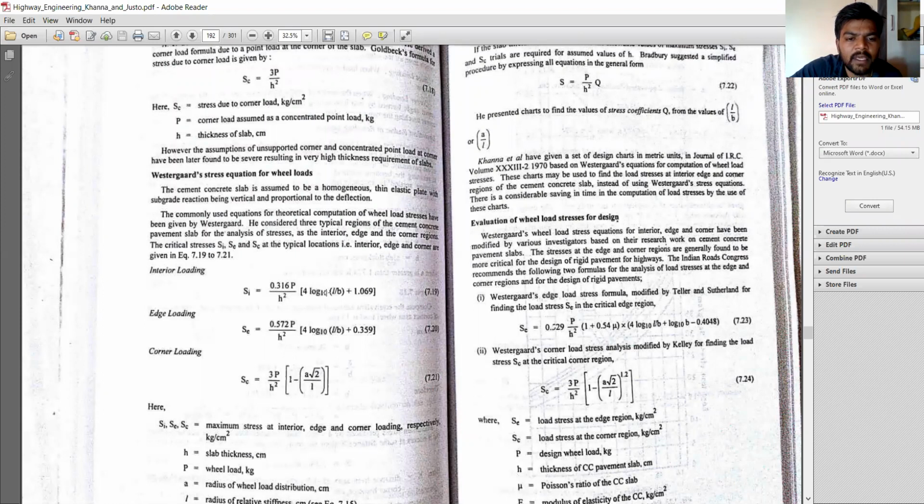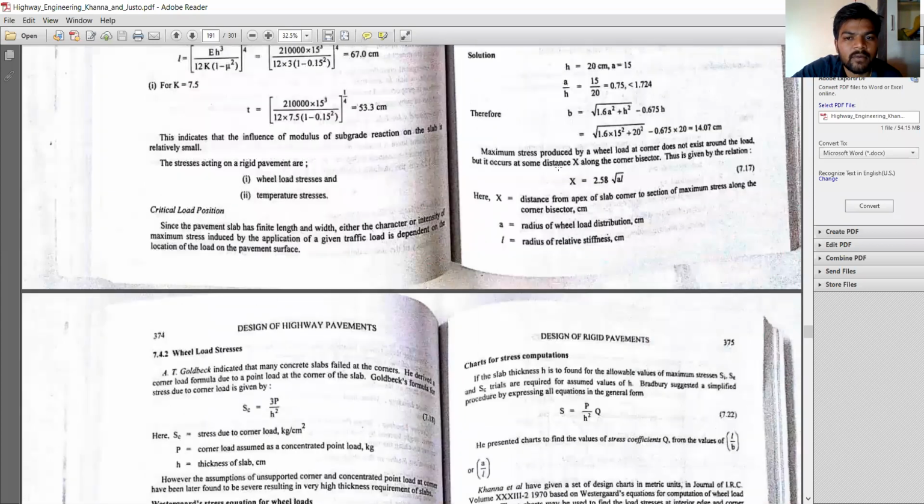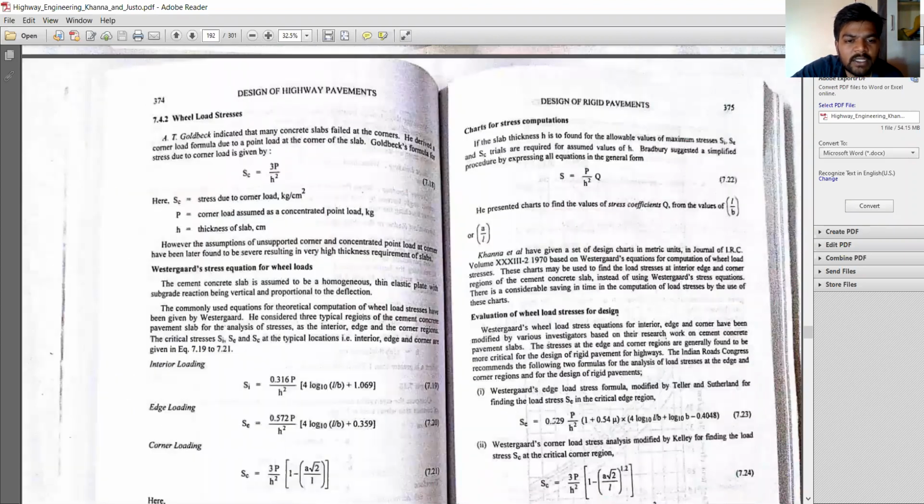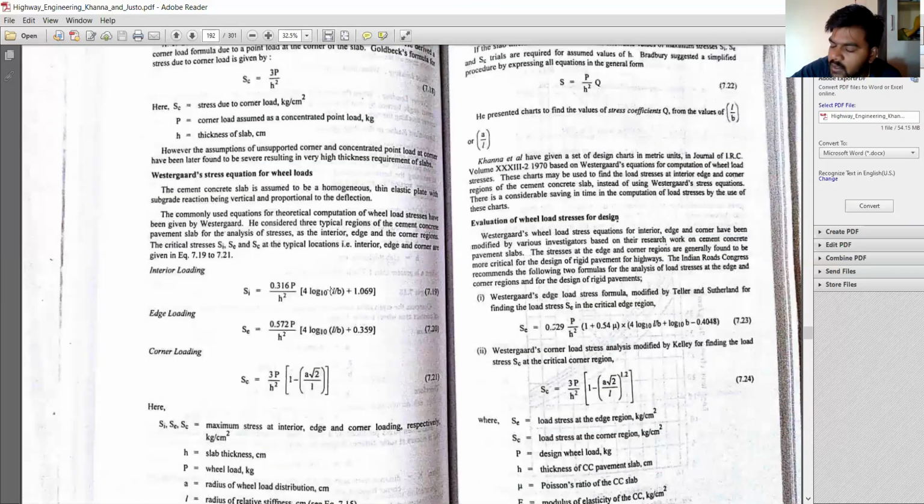Next, here comes L and B. These L and B are nothing but the radius of relative stiffness, as we discussed earlier, and the radius of resisting section. Yes, these two are considered in this equation. L is relative stiffness, B is resisting section. You must remember this. Hence, the equation is proved here: SI is equal to 0.316 P upon H square, 4 log L upon B plus 1.069.